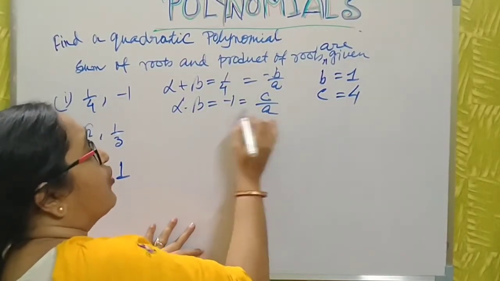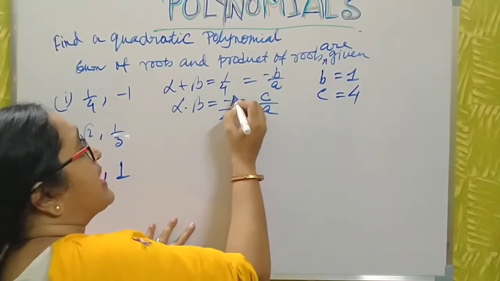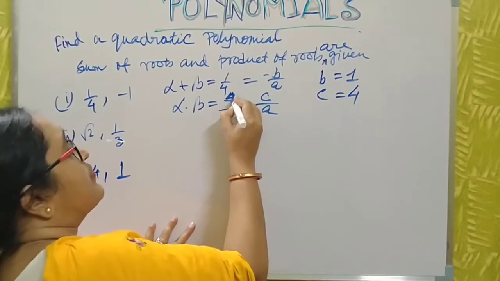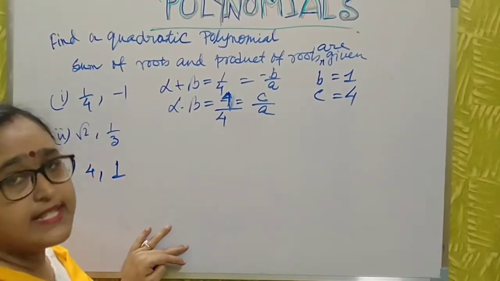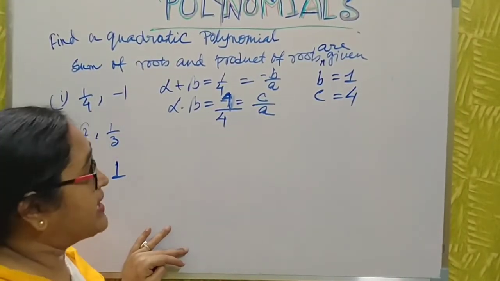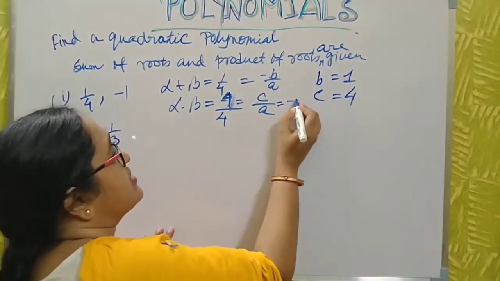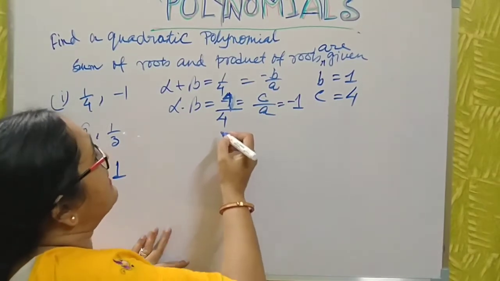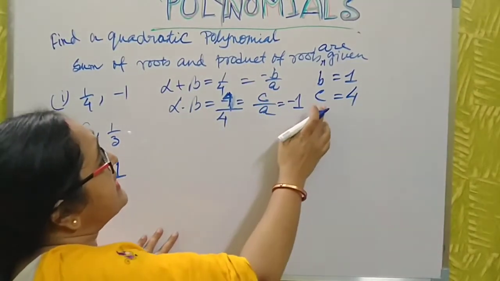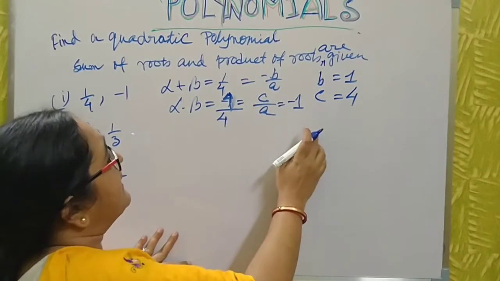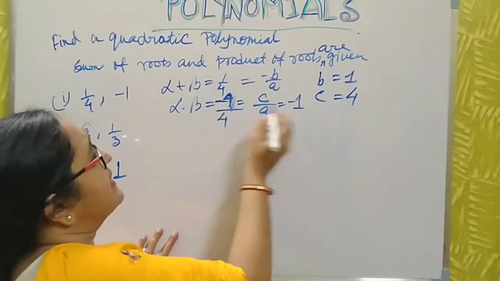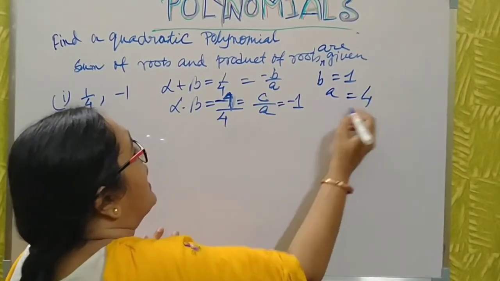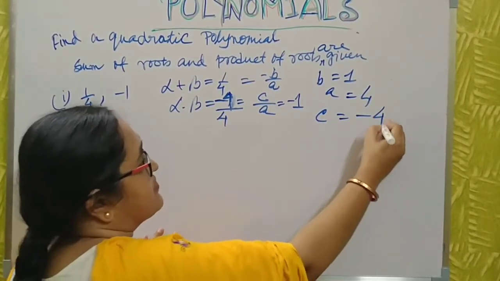If a is 4, then c must be 4. Otherwise it is not cancelled and you don't get minus 1. Then you just cancel and you get minus 1. Here b is 1, a is 4 and c is minus 4.